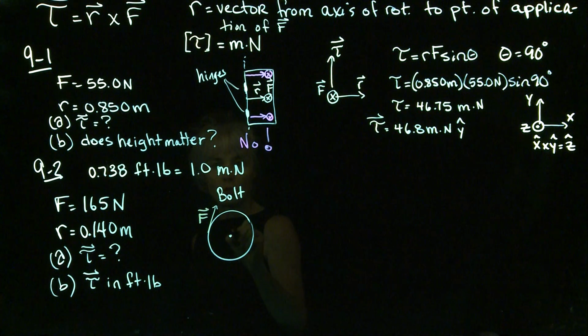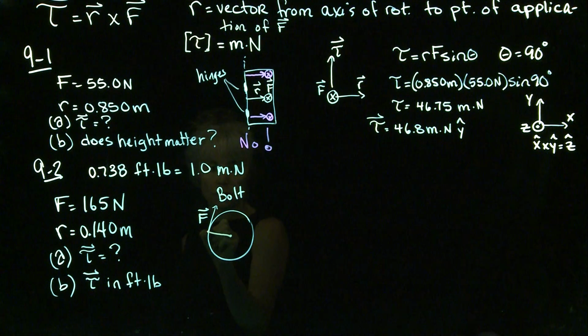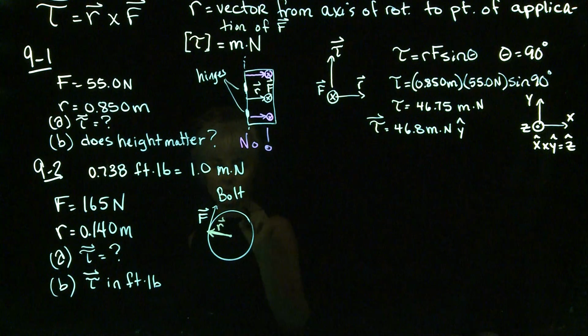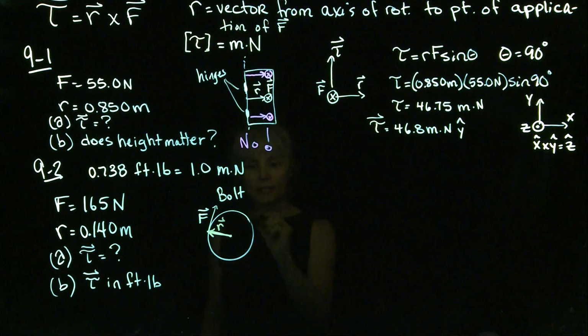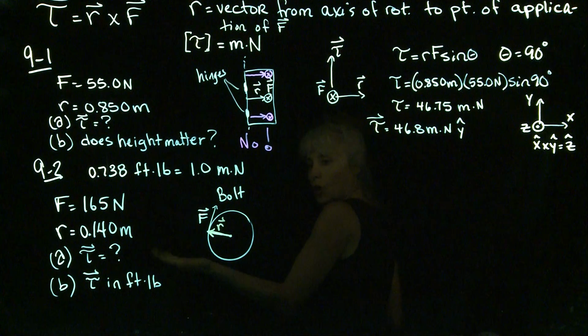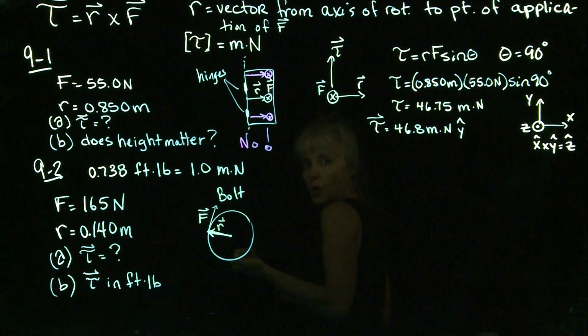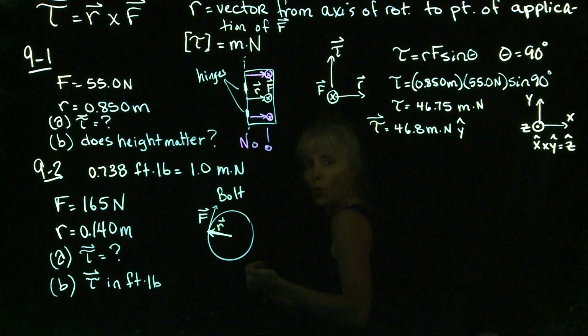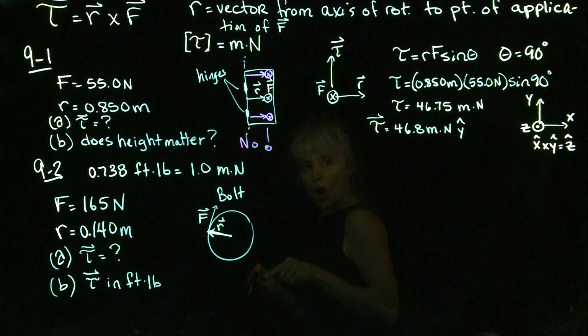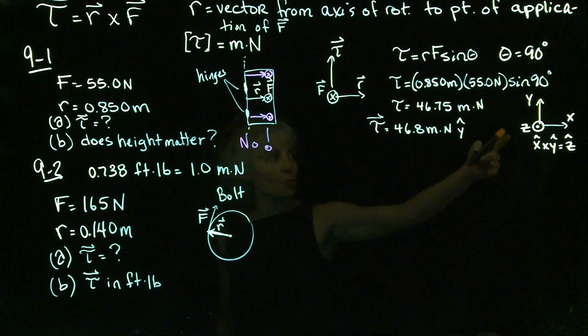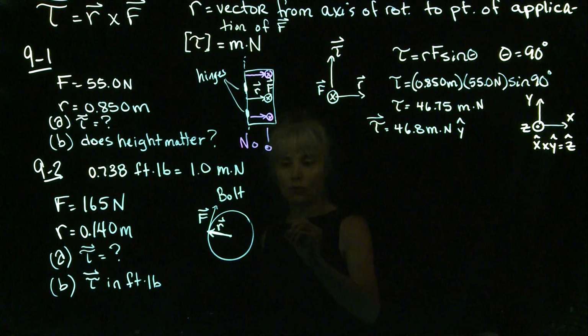The vector r goes from where we are calculating the torque about, that is the axis of rotation in this case, right? The bolt is going to be rotating about this point, to the point of application of the force. So there is our vector r. Okay, so notice for this case, r crossed into F gives me a torque into the board. Into the board gets the cross symbol, and into the board is going to be in the minus z direction.